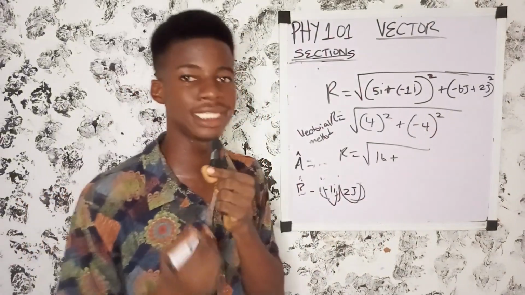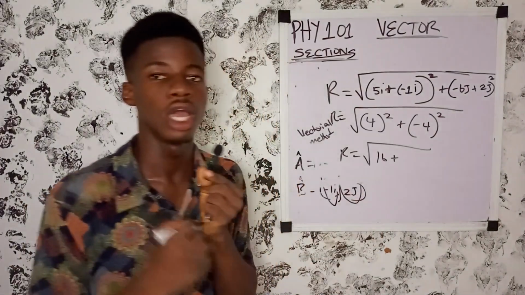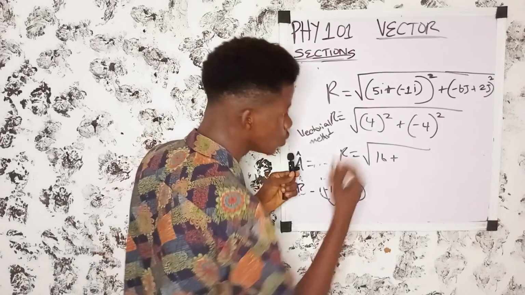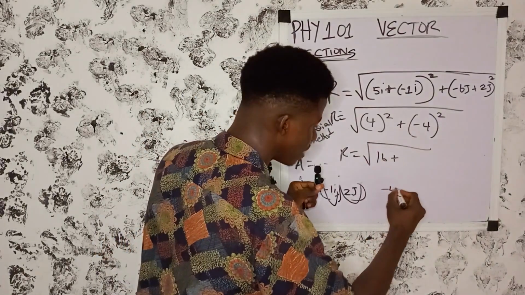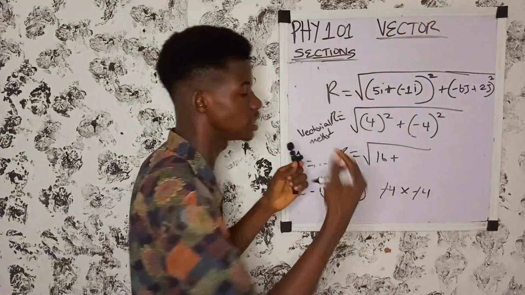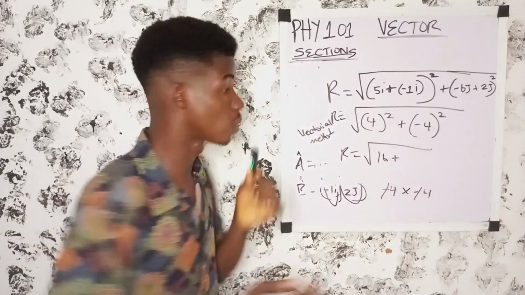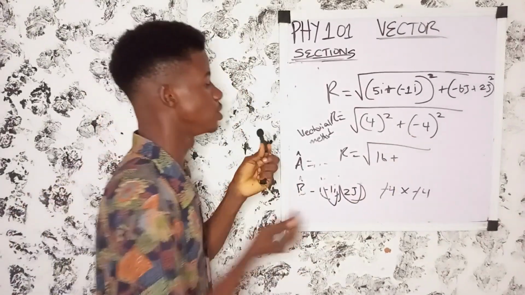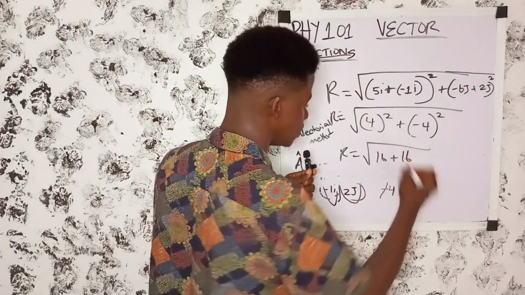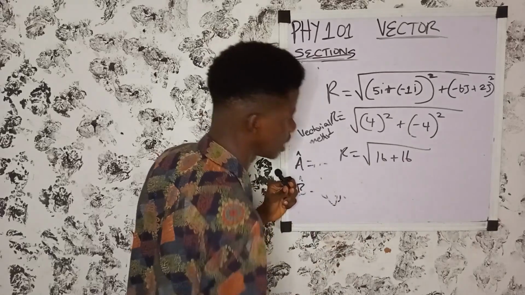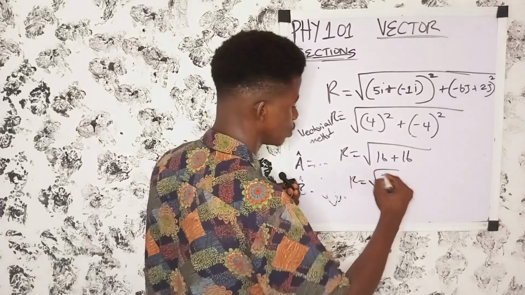Take note, the square of a negative number will give you a positive number. I don't know if you understand. The square of minus 4 means that you multiply minus 4 times minus 4. The negatives cancel, so 4 times 4 gives you 16. So the square of a negative number will surely give you a positive number, okay? So this will give us 16. Adding these two, we have 32. So R equals root 32.